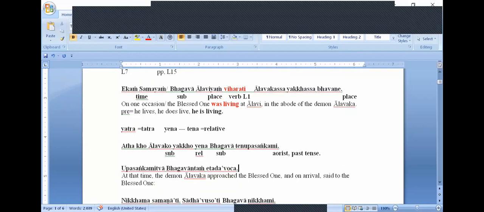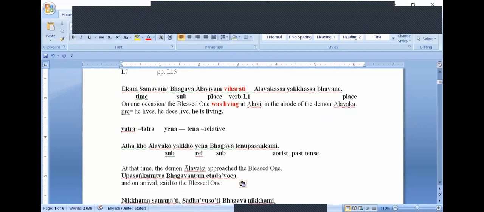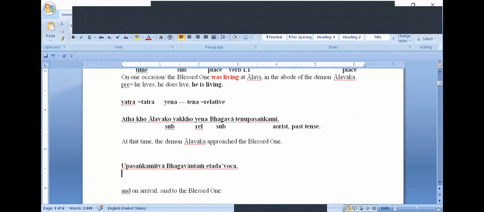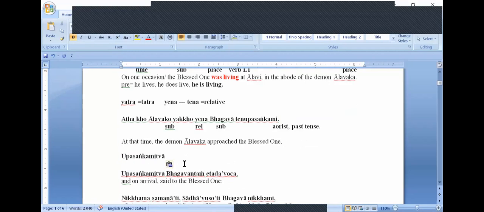Upasankamitva, all right? So you can just copy it to the next sentence. Now you notice that you have two upasankamitva. From here you can try to get the present tense. The present tense is upasankamati. You remove the itva and you put the ti.